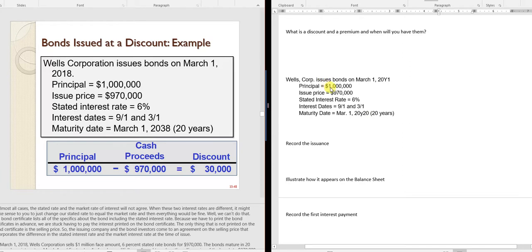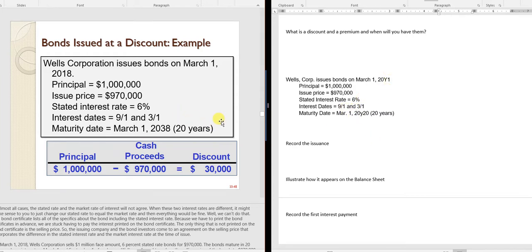So here's this one right here. It's a principal of $1 million. It's issuing at 97% of face. So think about it. What must be the market rate? Well, 6% is the interest rate it's paying. Obviously, if we're selling at a discount, the market rate must be above 6%. We have interest dates on September 1st and March 1st, and the maturity date is in 20 years. I didn't put the dates because sometimes they keep the same numbers, and I can just leave it like that.